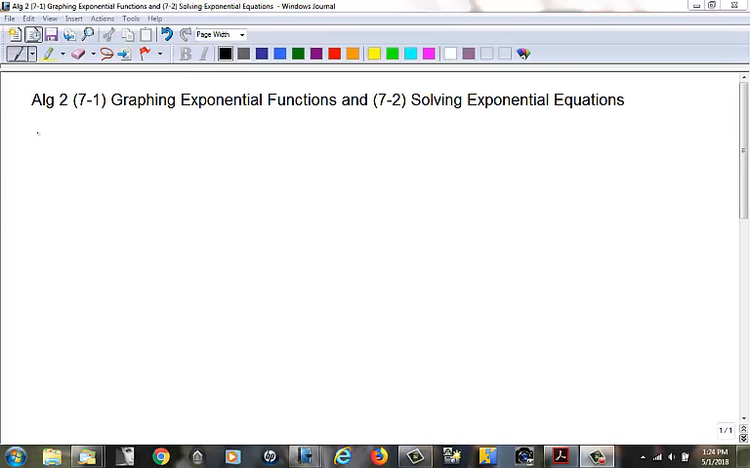Okay, this will start Chapter 7 on graphing exponential functions and solving exponential equations. We're going to do the exponential first, and then in 7.3 and 7.4 we'll actually get into the logarithms. I'm kind of combining these two sections into one.